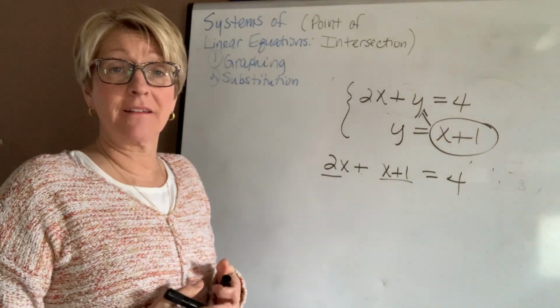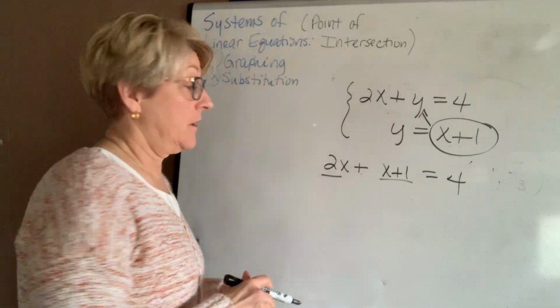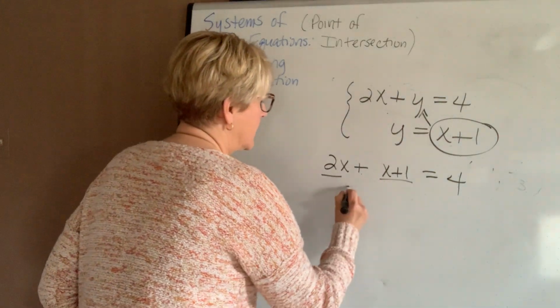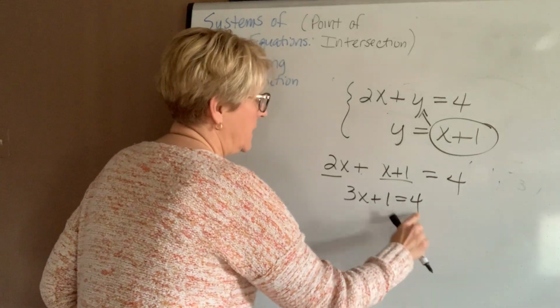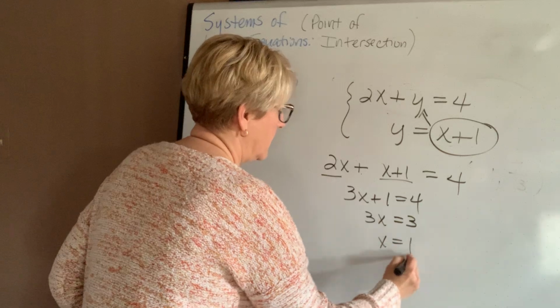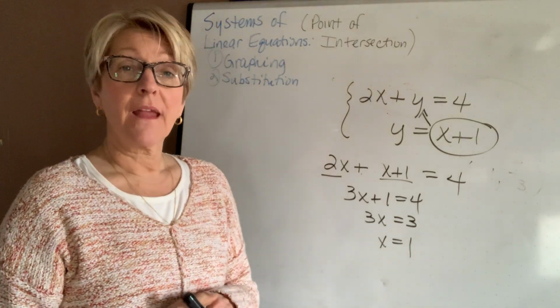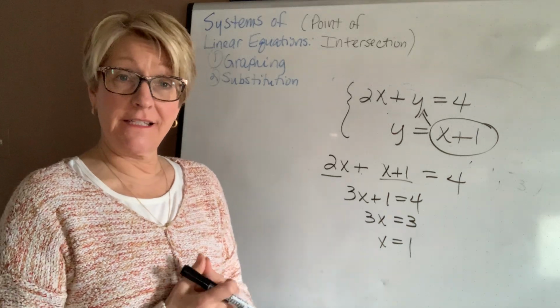What does that do for me? It gives me an equation with a single type of variable which I can solve. I will combine like terms, subtract 1, and divide by 3. All right, so that's not bad, right? It's actually kind of easy.